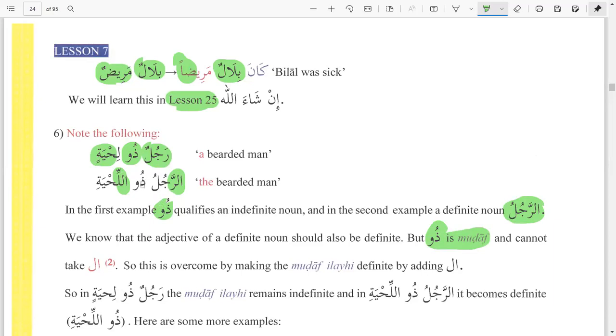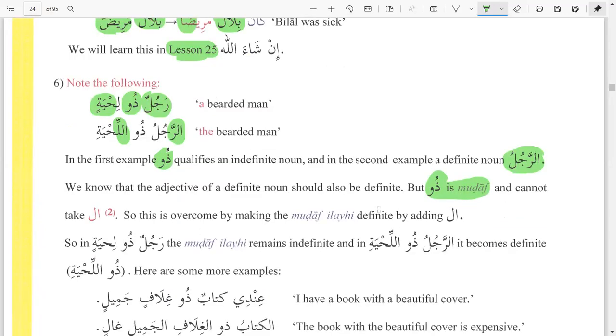So here zu is definite because of ar-rajulu, but it cannot take alif lam or tanween because it is mudaf. And zu is indefinite in rajulun zu, because rajulun is indefinite. But because of being a mudaf, it cannot take alif lam. So this is overcome by making the mudaf ilay definite by adding alif lam. Zu cannot take the alif lam, that's why we add an alif lam with the mudaf ilay.